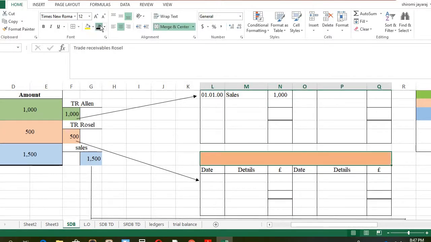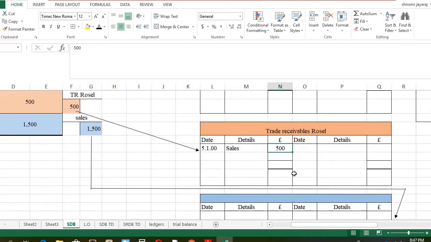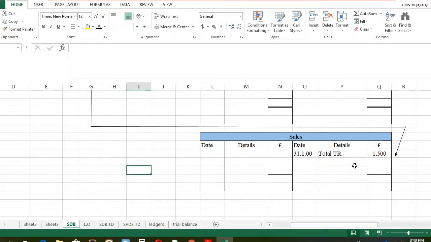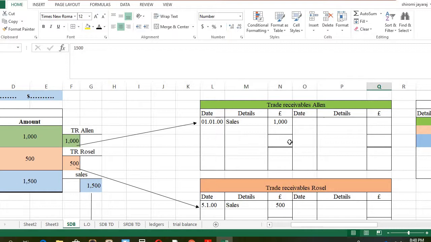Next, trade receivable Russell. Again, we are entering it on the debit side. It was on 5th, opposite account's name sales, 500. Followed by you credit the sales account, therefore open another ledger or account and enter it at the end of the month date, total trade receivable as 1,500. This 1,500 is the addition of Allen and Russell, 1,000 and then 500.